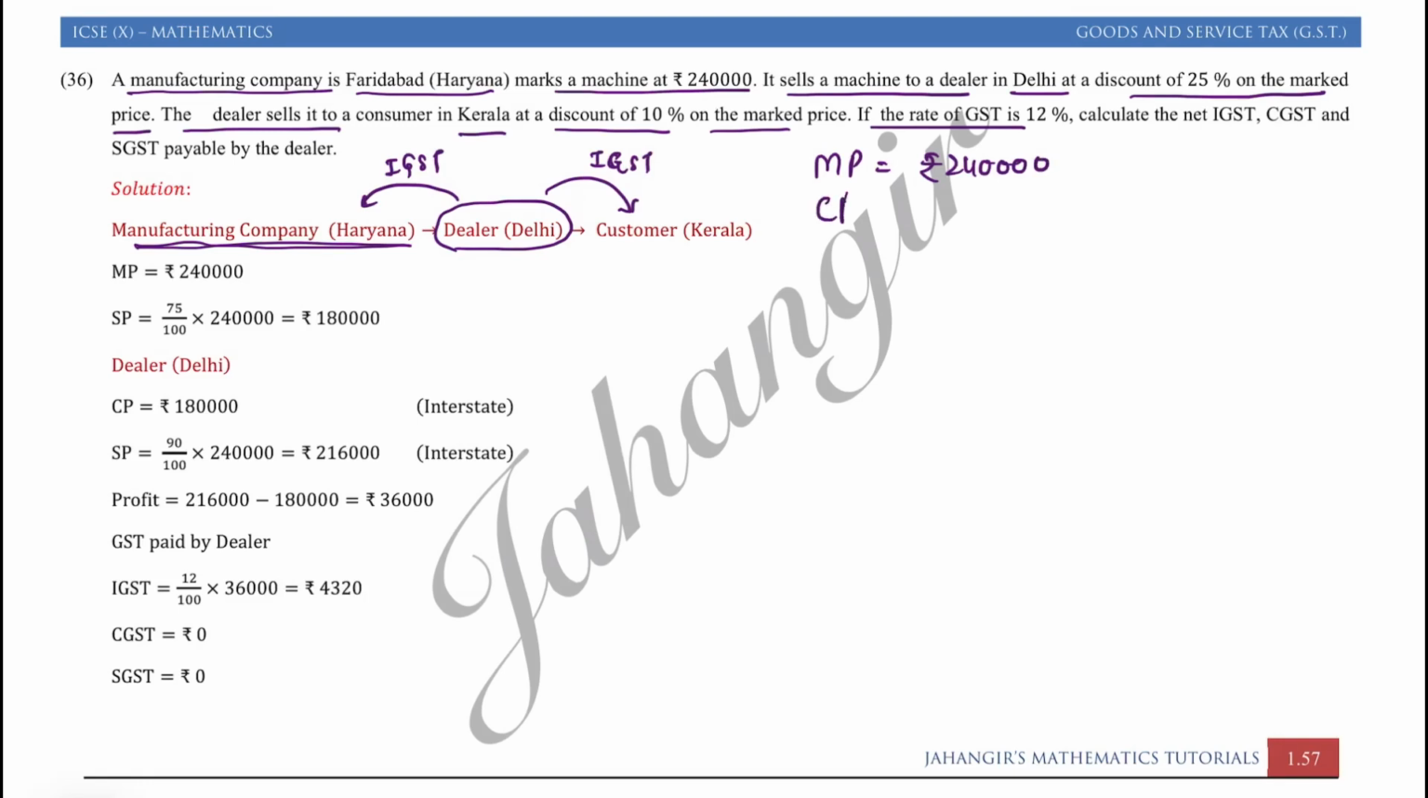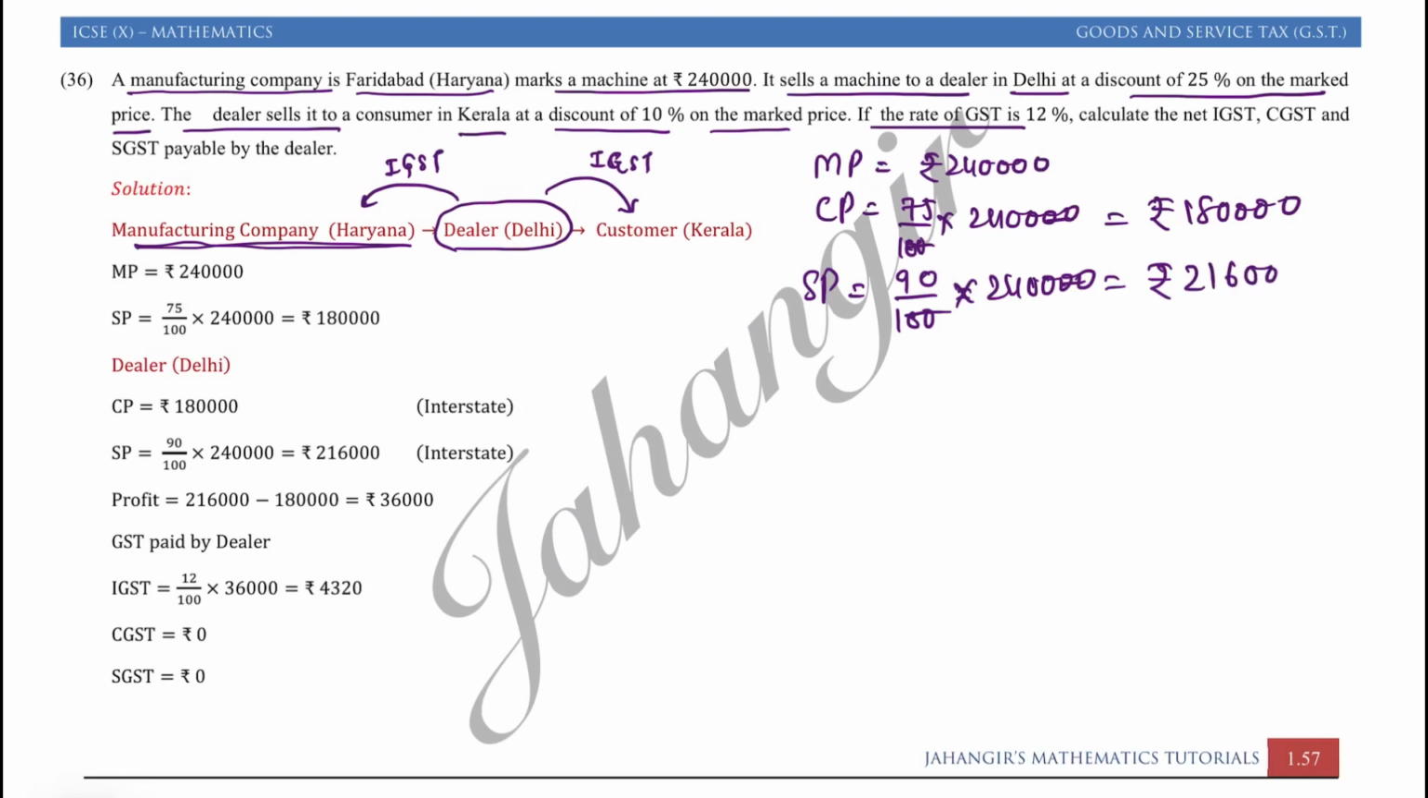So buying CP is equal to, with 25% discount, 100 minus 25, that is 75 upon 100 into 24,000. Sorry, 2,40,000. So cancelling out, 24 into 75 is rupees 1,80,000. And selling price, he sold it at 10% discount, that is 90% of 2,40,000. That is equal to rupees 2,16,000.